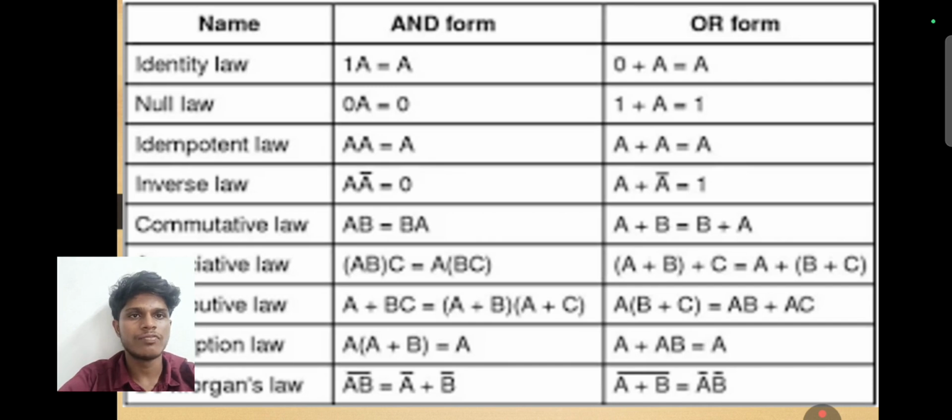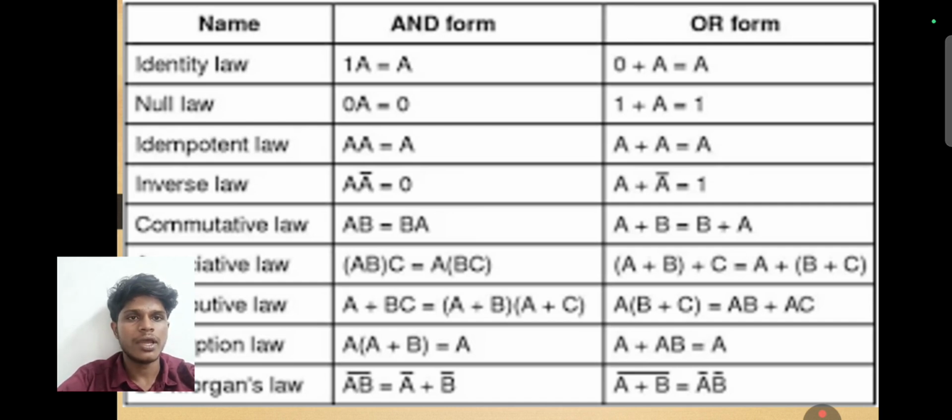Idempotent law in AND form: A into A equals A. Idempotent law in OR form: A plus A equals A. Inverse law in AND form: A into A bar equals 0. Inverse law in OR form: A plus A bar equals 1.